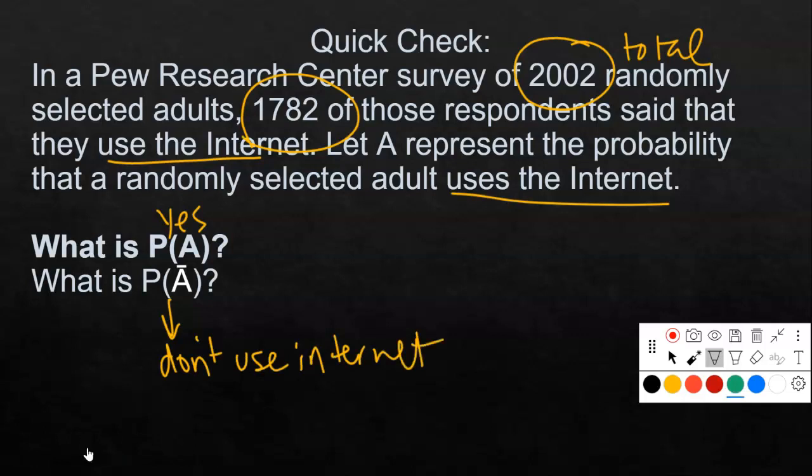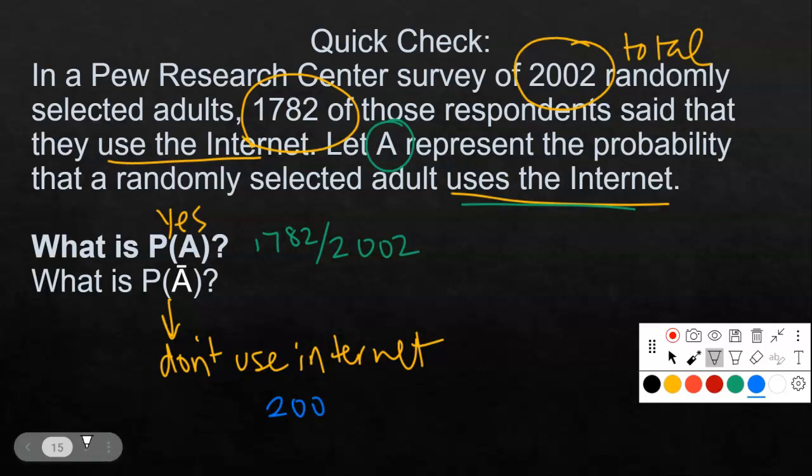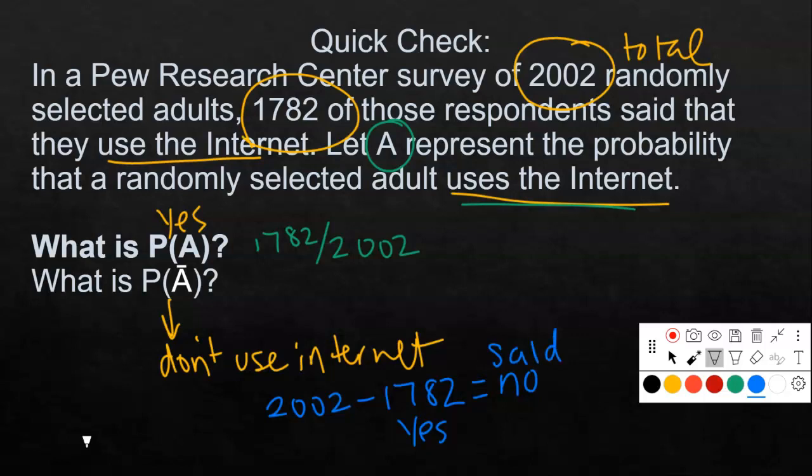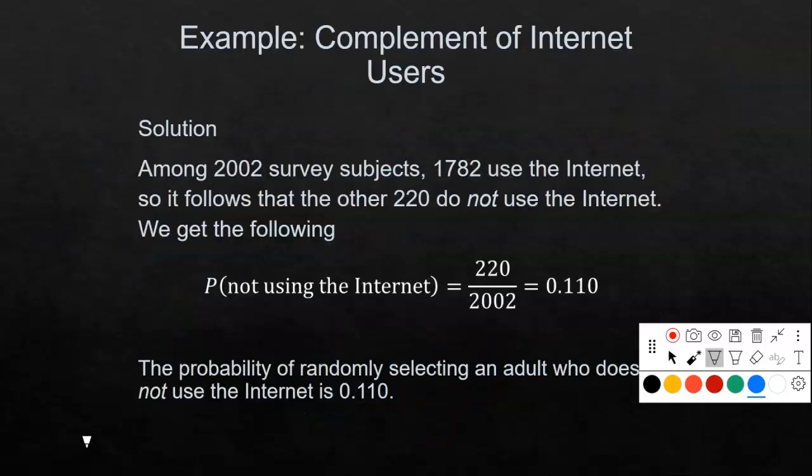So for the first probability, I would use the 1782 because I am trying to figure out the probability that they do use the internet. I would divide it by 2002. And then to calculate the other probability, I would take the 2002 total people that responded and subtract the number of people that said yes, and that would give me the total of people that said no. And so the textbook has calculated that for us.